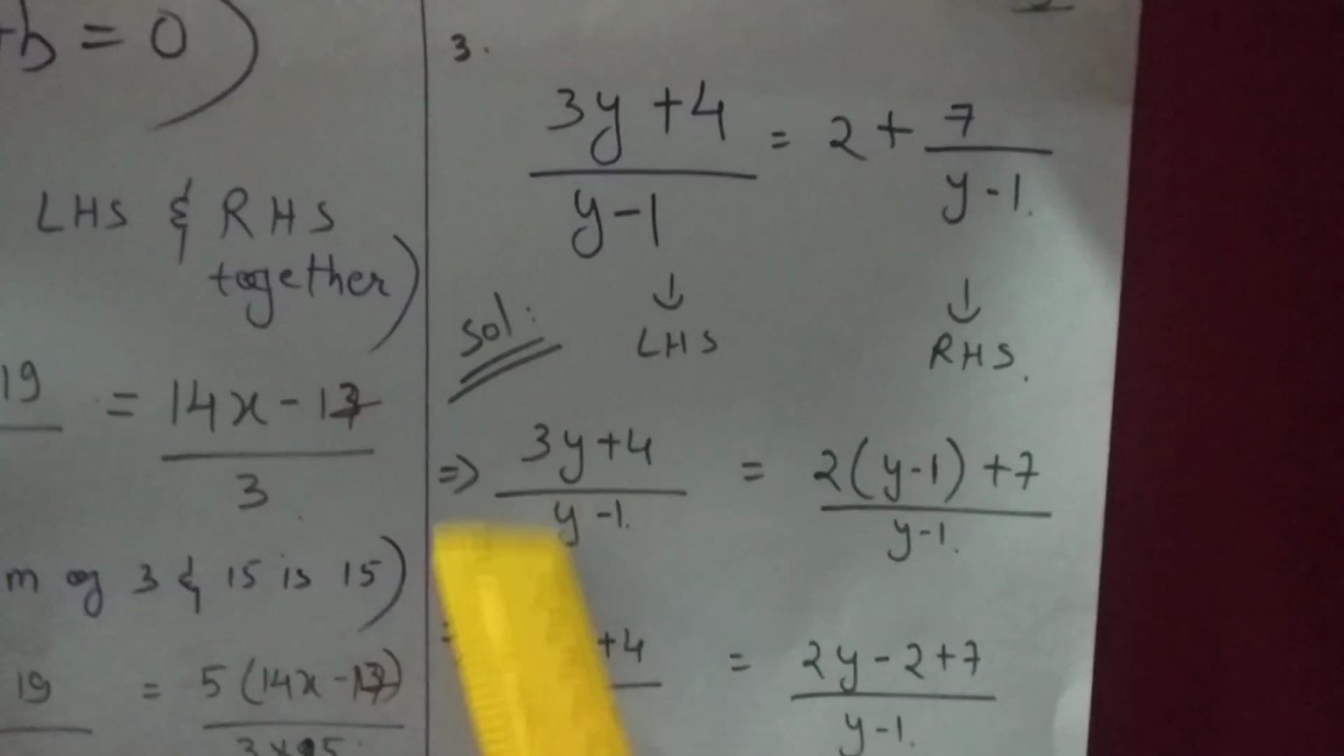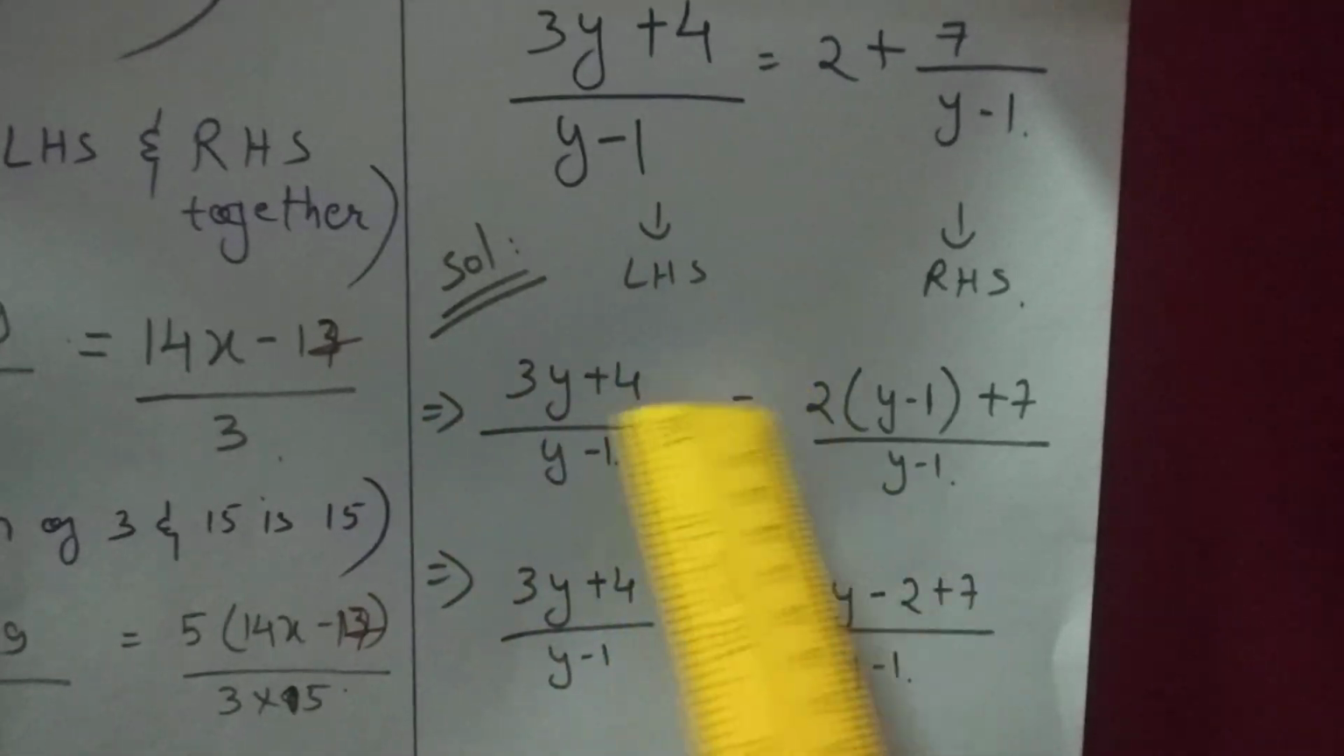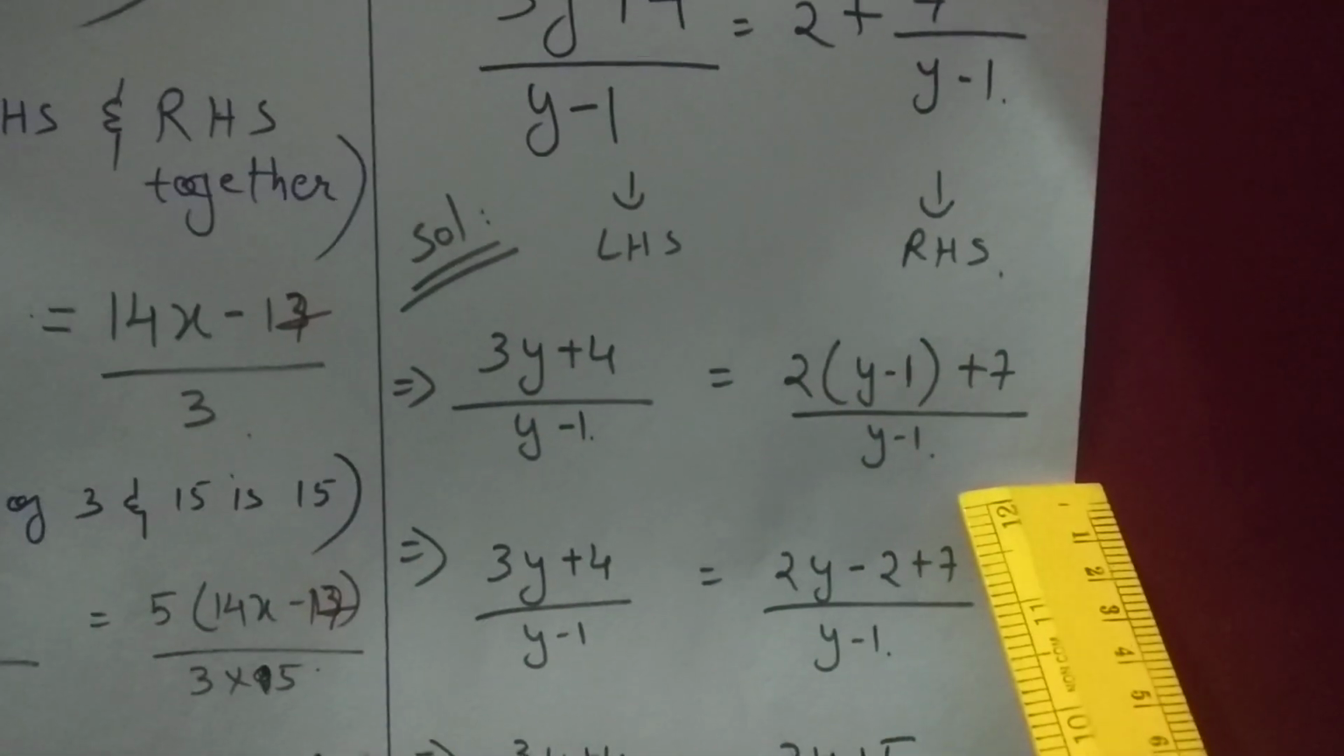And LHS is going like this: 3y plus 1 plus 4 upon y minus 1. This is going like this.